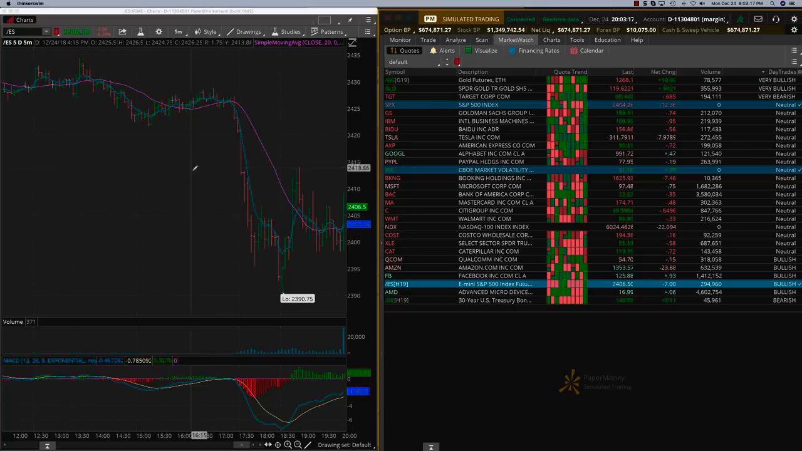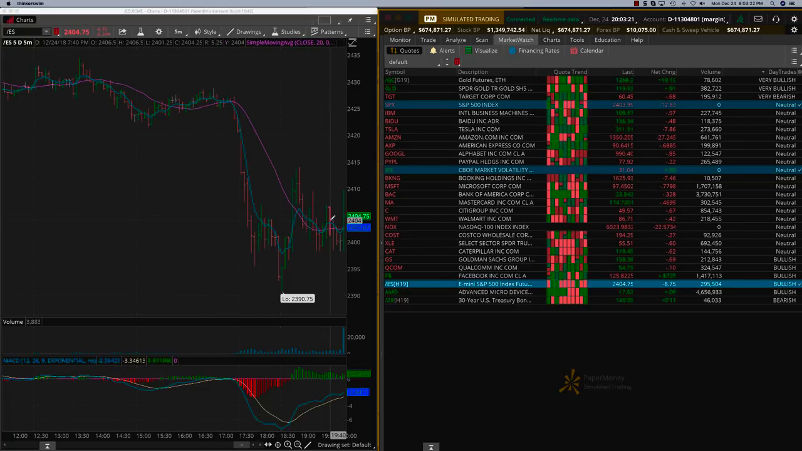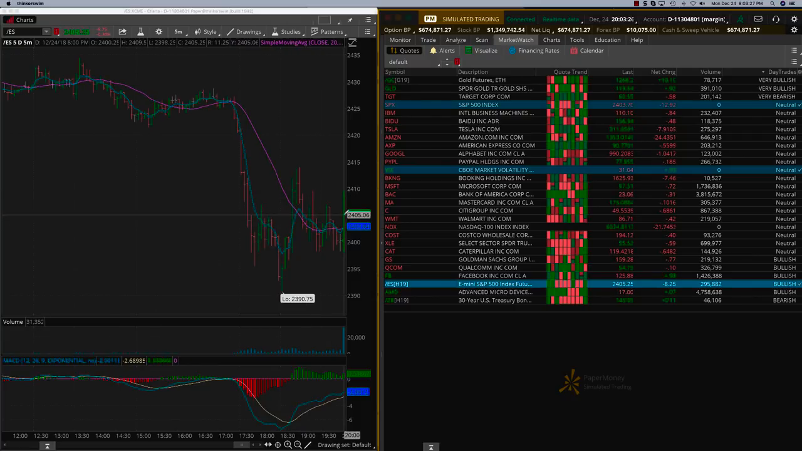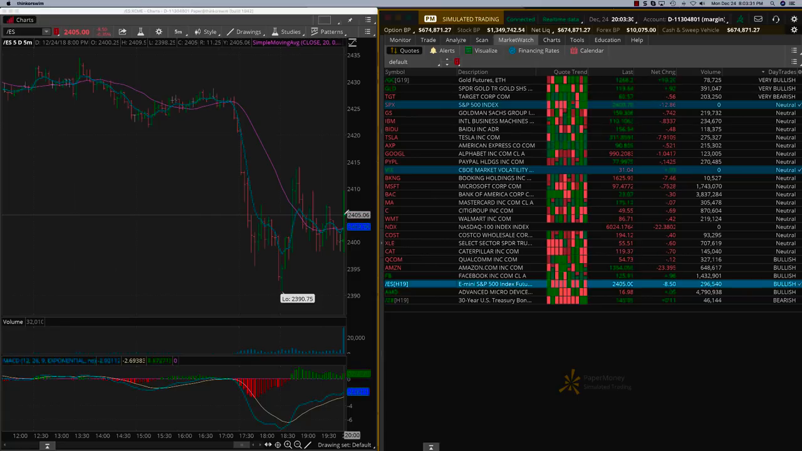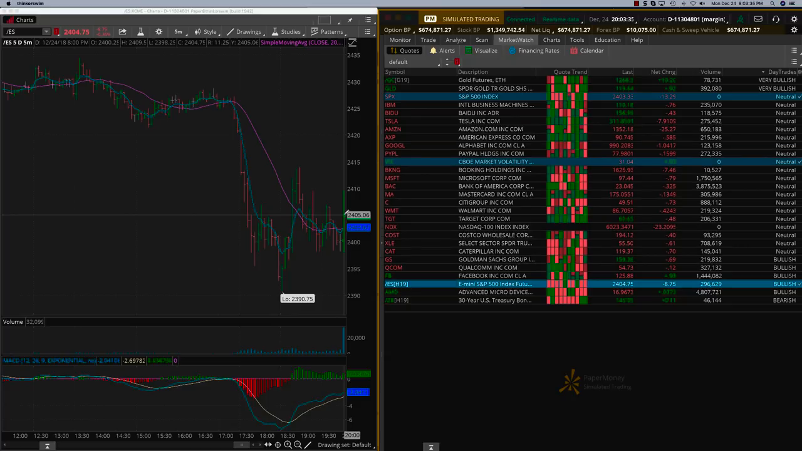So in general, what you want to do is take trades that are in sync with the overall S&P. That's why I have the S&P chart right here. As the S&P goes up or down, you want to be able to identify the stocks that are strongly correlating with it. And that's how you take the trade. So we're going to keep it as this.